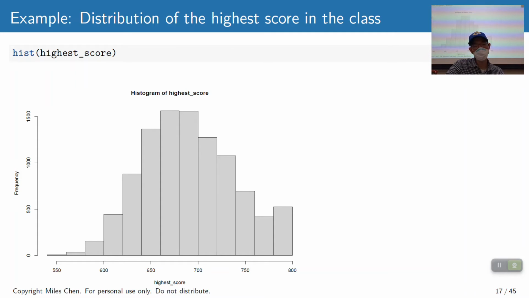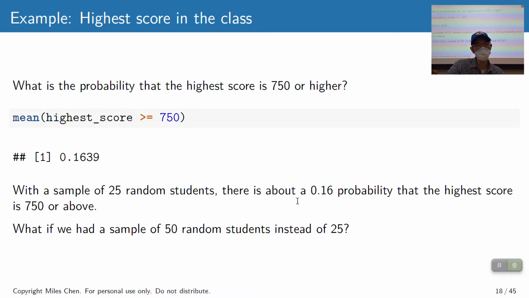And so now we can say, okay, well, what's the probability that the highest score in a classroom of 25 students is 750 or higher? So here I can take that vector of highest scores, say how many of them are over 750, and we get something around 16%. So with a sample of 25 random students, there's around a 16% probability that the highest score is 750 or above. So 750 would be considered, I think, a very good score on the verbal section.